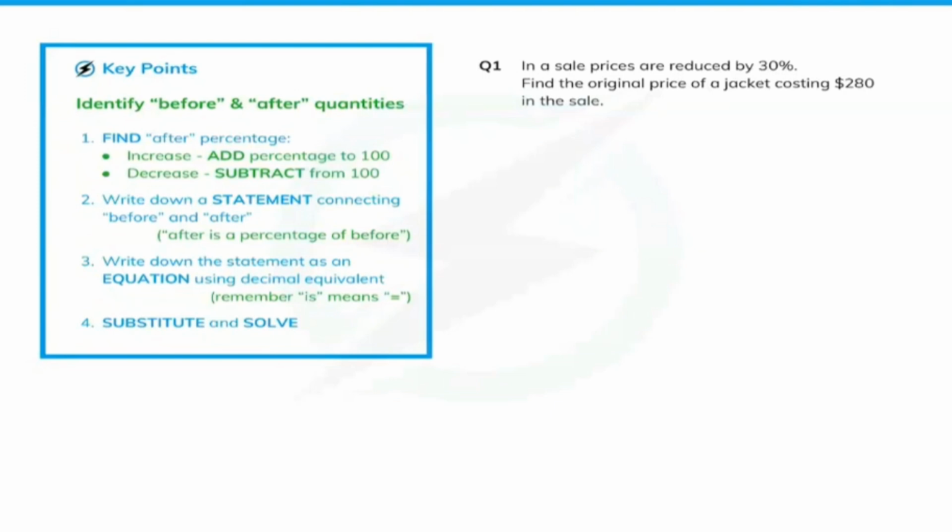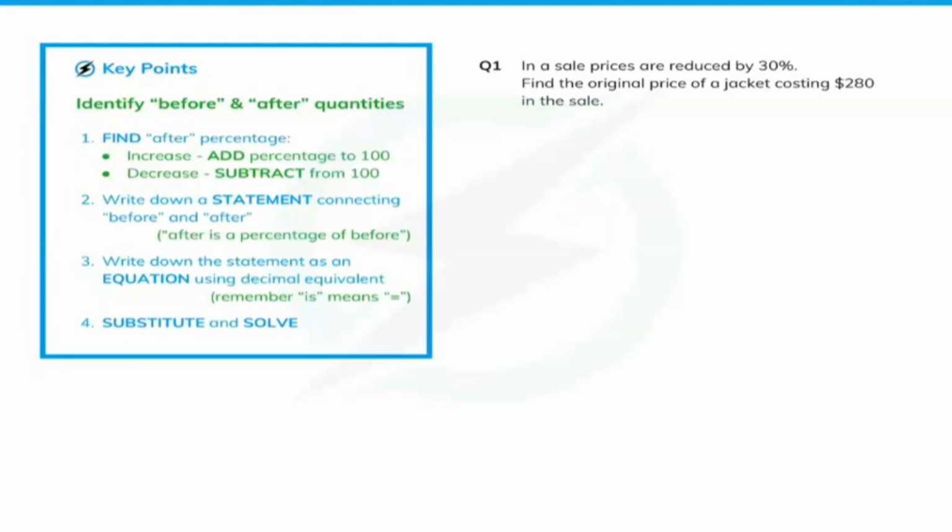And then we're going to write down a statement connecting the before and the after. And that's going to read something like this. After is a percentage of before, using the percentage we've just found. And then we're going to translate that statement into an equation using the decimal equivalent of the percentage. So 95% would be 0.95, being 95 over 100. And remembering that "is" means equals. And then we simply substitute in the numbers and solve the resulting equation. Okay, let's see how that works in practice.